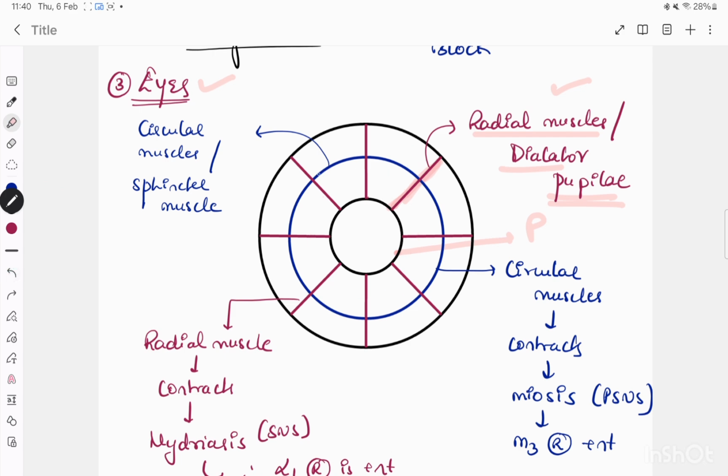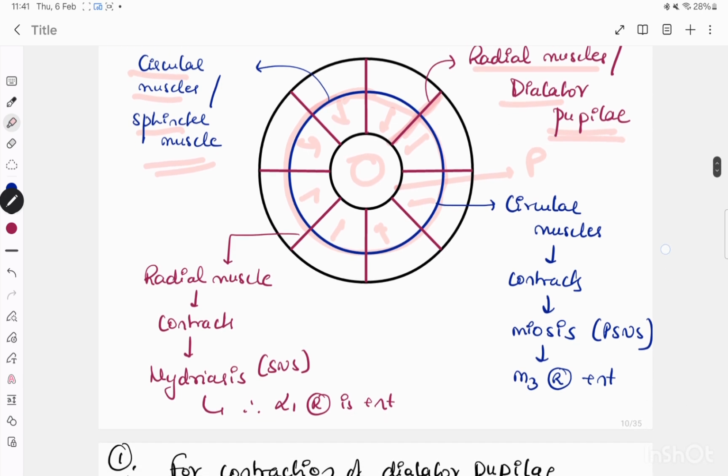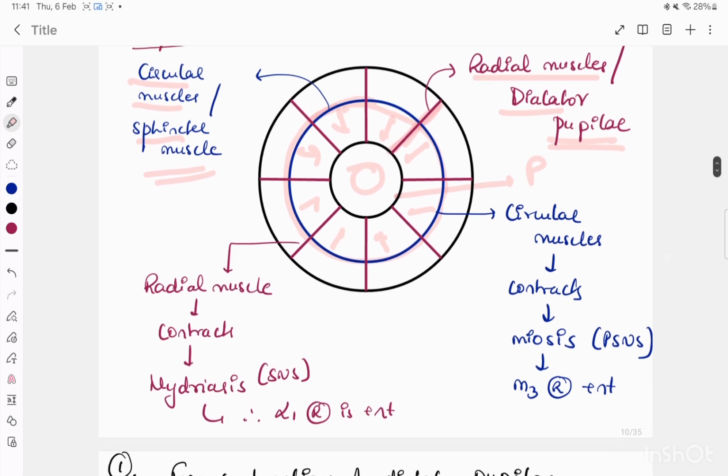And then the blue colored muscle that I have drawn is a circular muscle. This circular muscle is also known as sphincter muscle. Now if I contract this circular muscle, the length of the muscle will decrease, so it moves inwards. So what will happen to the pupil? The pupil size also will become smaller. That is, constriction will happen. Constriction is also known as what? Miosis. So you need to remember this only, basically. The same thing I told, I have written over here now.